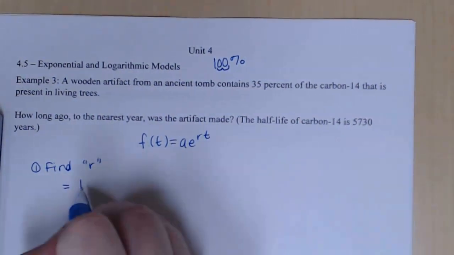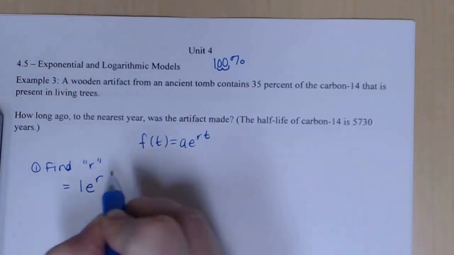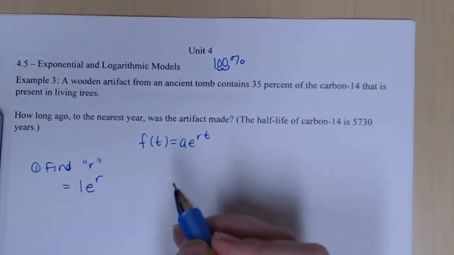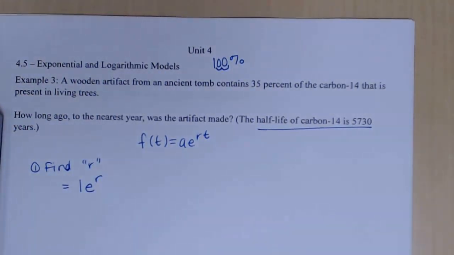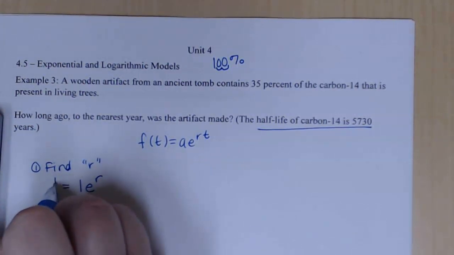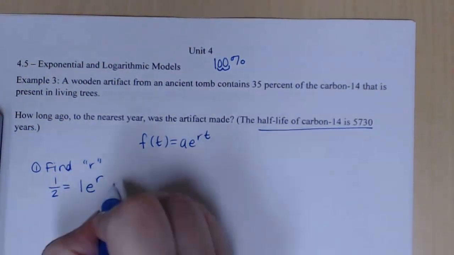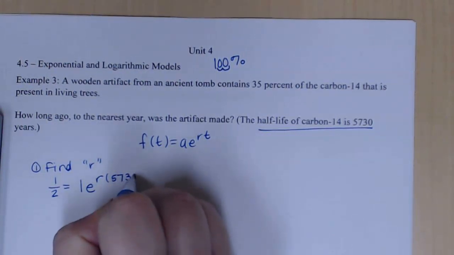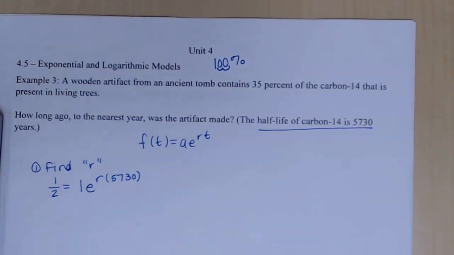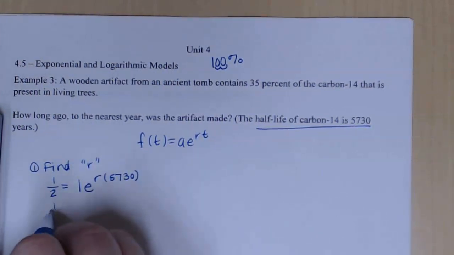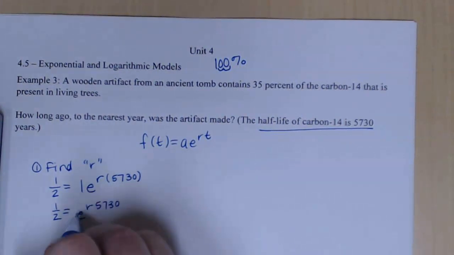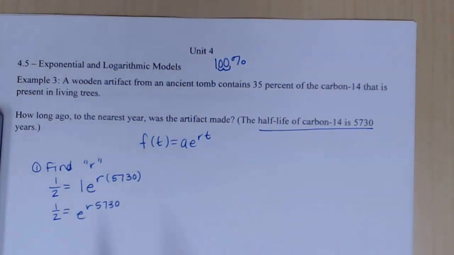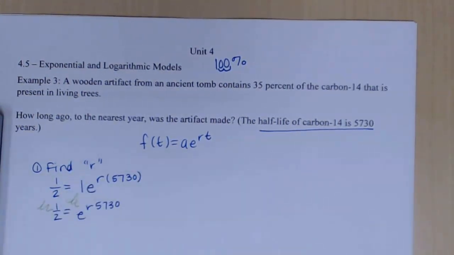So I'm starting at 100%, or 1, times e to the r, and then it tells me that the half-life of carbon is 5,730. So that means I should be at 50%, or half of what I started at, after 5,730 years. So this all helps me to find my r. Now, 1 times e to the r is just e to the r. Having a 1 there, I can write it or not write it, but I want to emphasize how I got this.